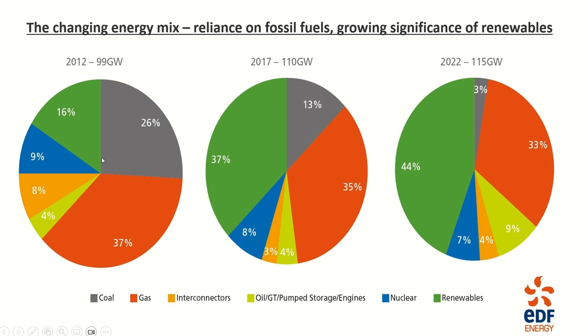Now, the clear change to me between 2012 and 2022 is that the amount of renewables has increased dramatically. 16%, we always use figures in the exam, 16% to 44%. The amount of coal has reduced massively from 26% down to just 3%, but the amount of gas remains.